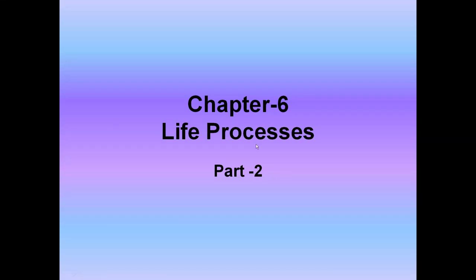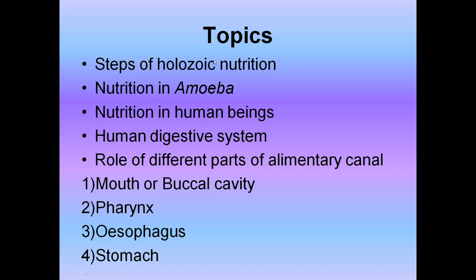Students, we are going to continue with chapter 6 of NCERT, that is life processes. Topics which are being covered in this tutorial are steps of Holozoic nutrition, nutrition in amoeba, nutrition in human beings, human digestive system, role of different parts of alimentary canal. In this tutorial, we are going to deal only with the four parts of alimentary canal. These are mouth or buccal cavity, pharynx, esophagus, and stomach.